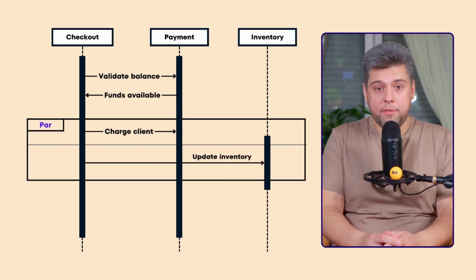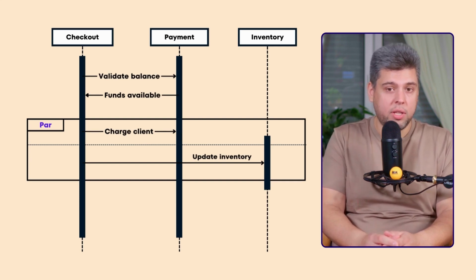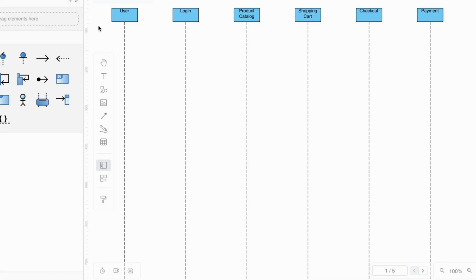For example, if inventory updates and payment processing happen simultaneously during checkout, we could use a par fragment to represent these parallel actions. Now that we've covered all the elements in detail, let's create an example of a UML sequence diagram. For this video, I selected a typical example of an online shopping experience.